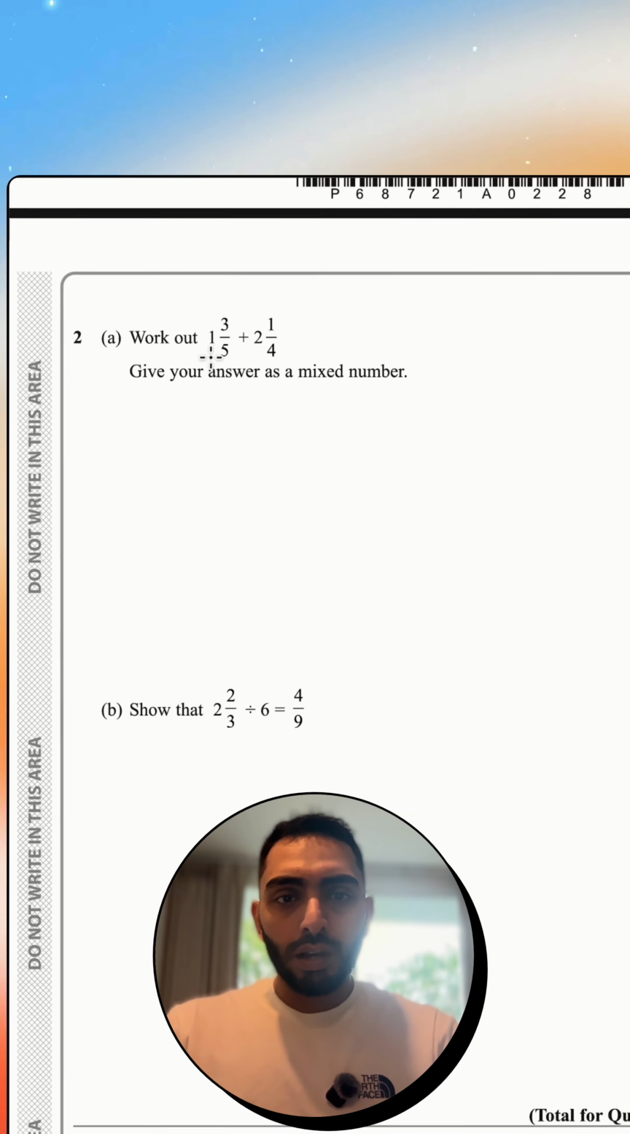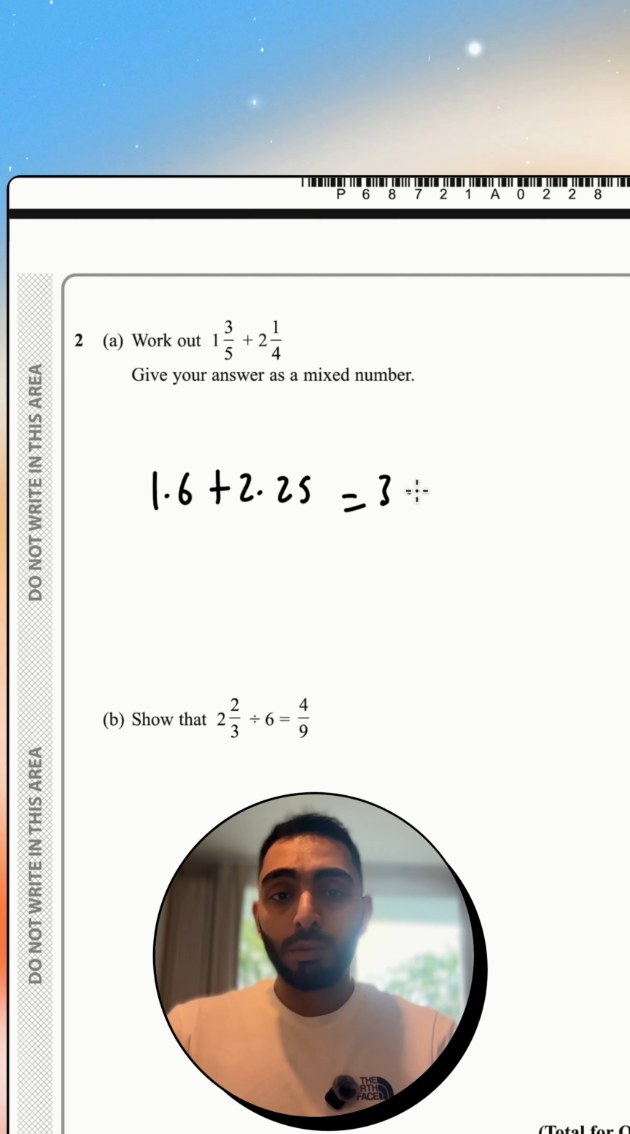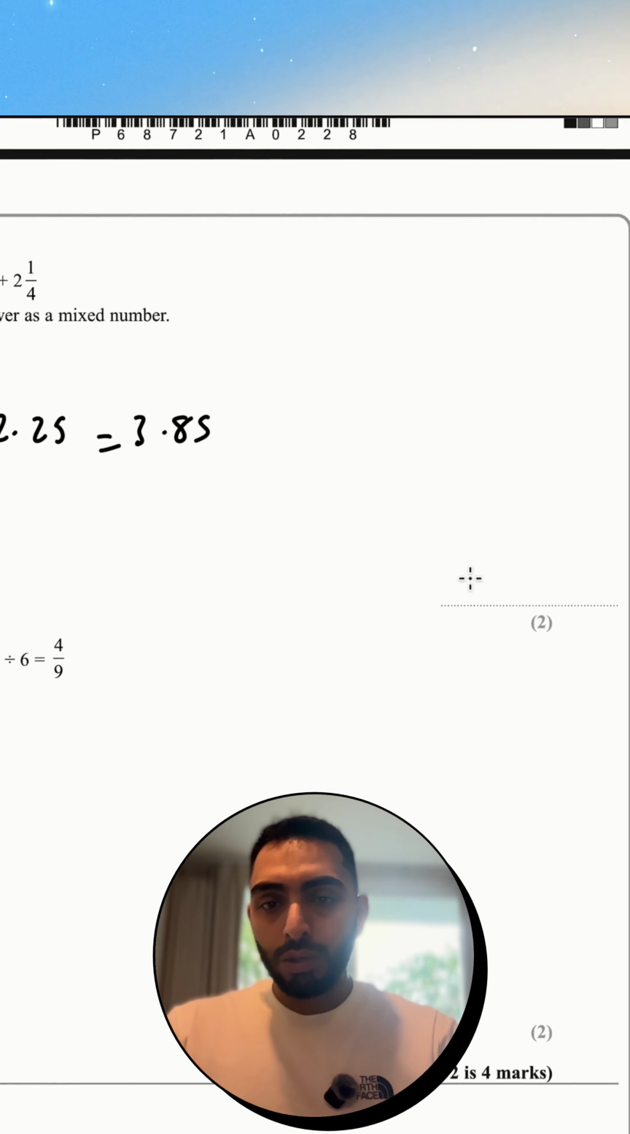Question number 2, work out 1 3/5, and that would be 1.6 as a decimal, plus 2 1/4, and that would be 2.25 as a decimal. Give your answer as a mixed number. So if I add these two together, I get 3.85. That 3 would stay the same.